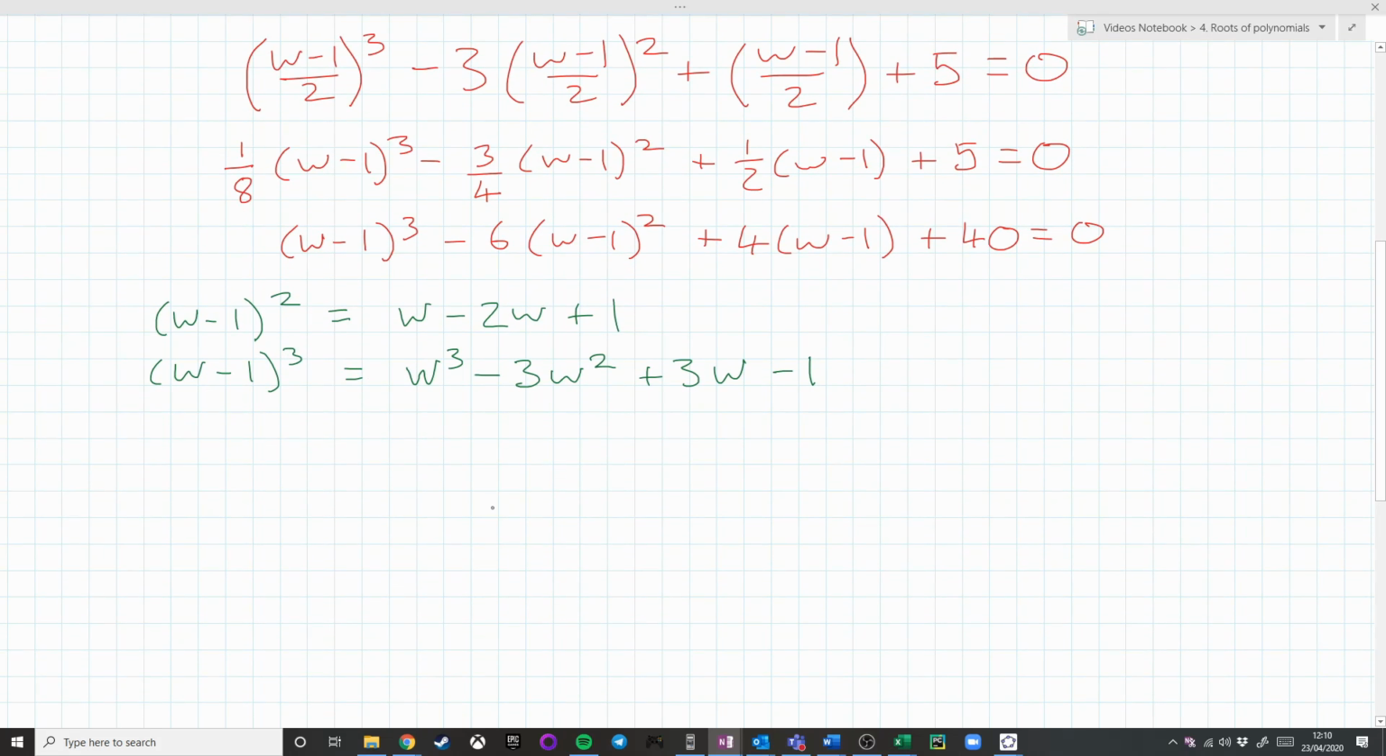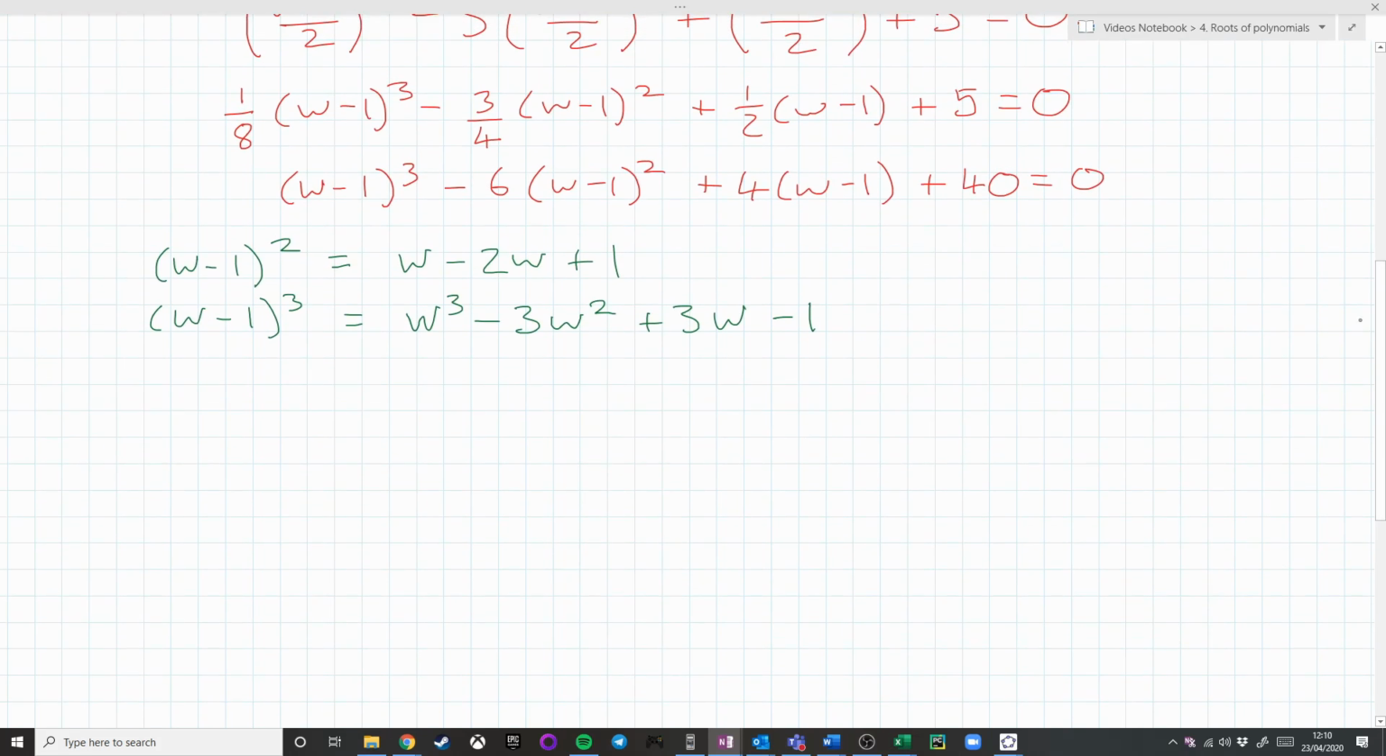And now I'm going to use my normal, really careful method of putting this all in and adding it up. So I'm going to put it into the first term and get w cubed minus 3w squared plus 3w minus 1. I'm going to put things in a column. So I've got minus 6 times that. So minus 6, oh, there's a squared there. Minus 6w squared plus 12w, that's minus 6 times minus 2w, and minus 6.